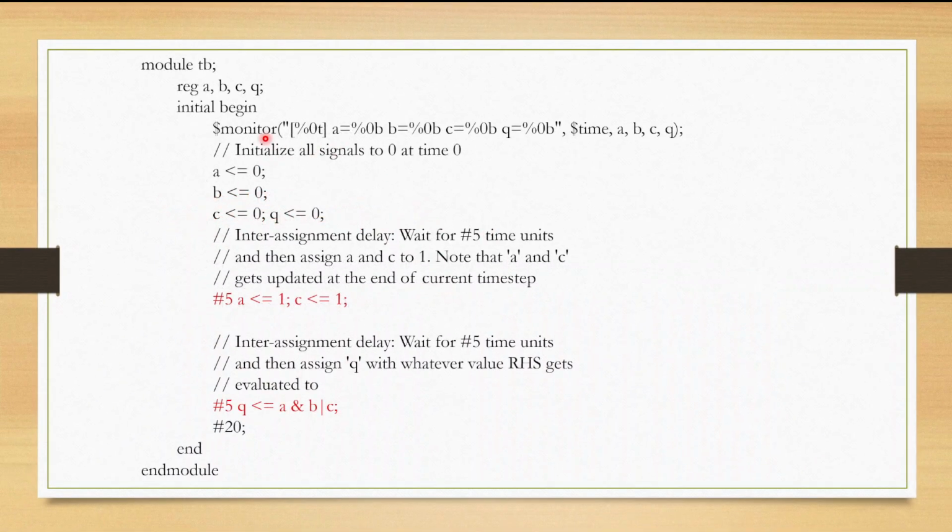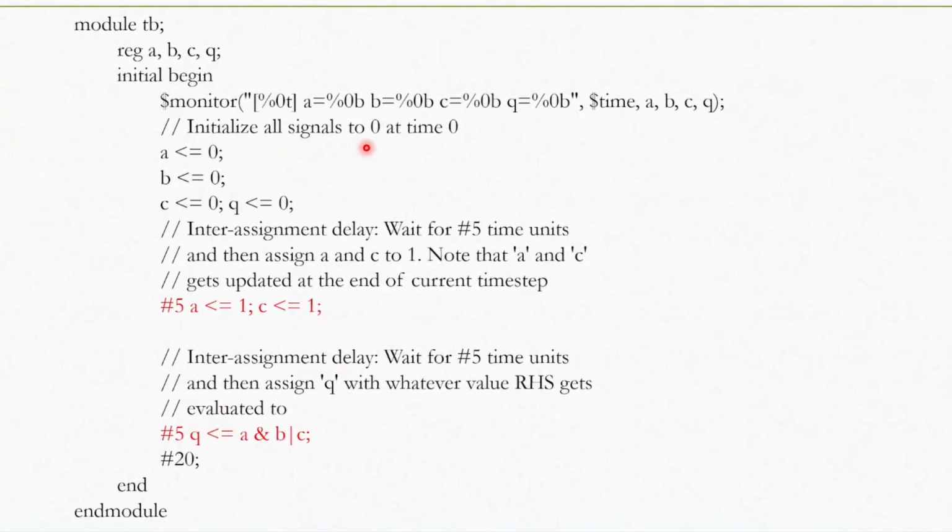In this example, we initialize all signals to 0 at time 0 by writing this. And then we write #5 A <= 1, C <= 1. As we introduce delay on the left hand side, it is an inter-assignment delay. It means wait for 5 time units and then assign A and C to 1. Note that A and C get updated at the end of the current time step.